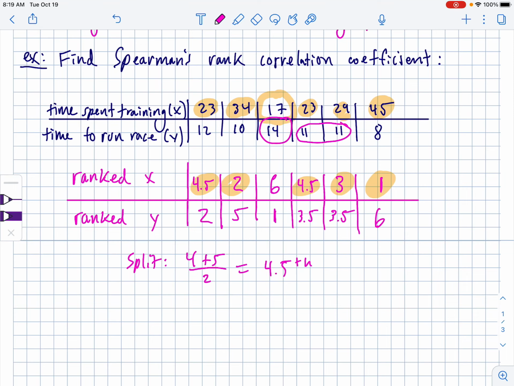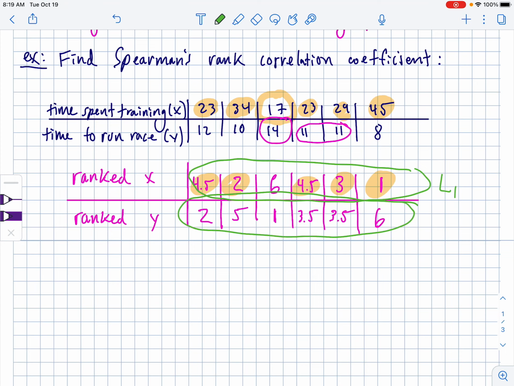So that was 3rd and 4th, and then 5th is 10, and then 8 is the smallest one, so this gets the 6th rank. Now, what you do is you put this entire top line, so all of this is going to go into your L1 in your calculator, and then all of this is going to go in your L2.